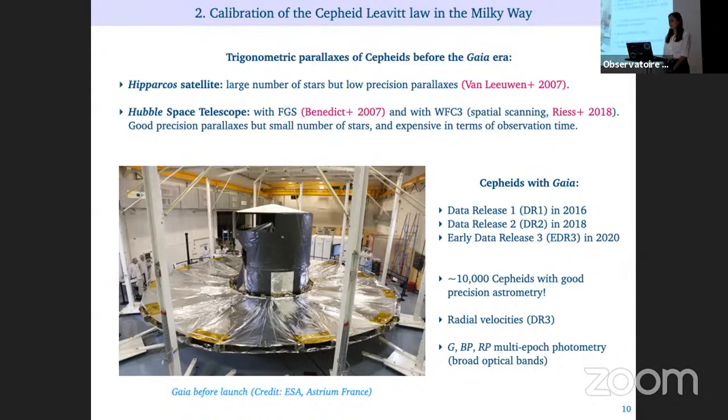So we have now good precision astrometry for a large number of stars. Of course, not all of them have excellent precision astrometry, but still it's way better than with Hipparcos and Hubble combined. We will also have radial velocities, and we already have multi-band, multi-epoch photometry in 3 broad optical bands.